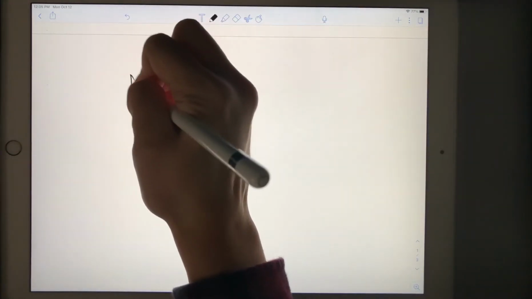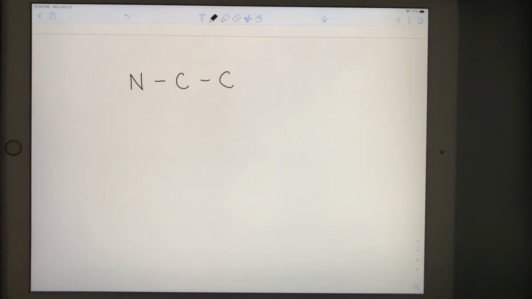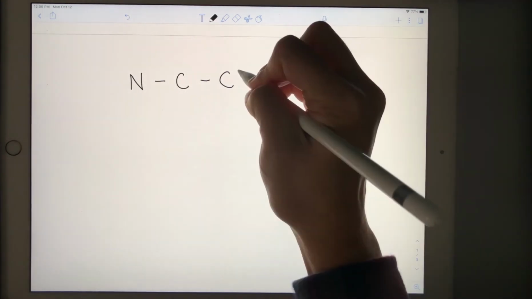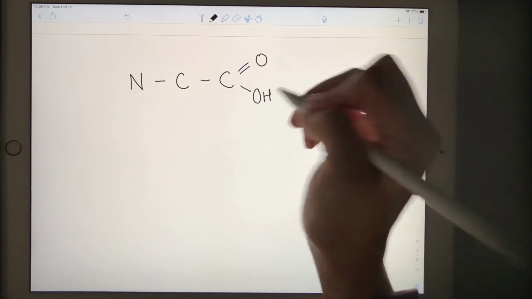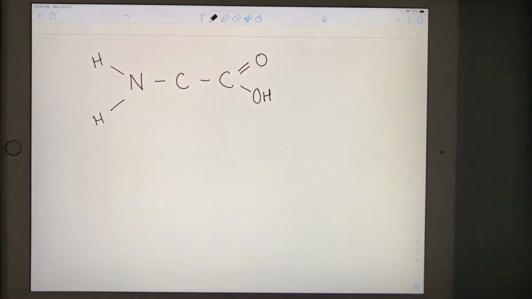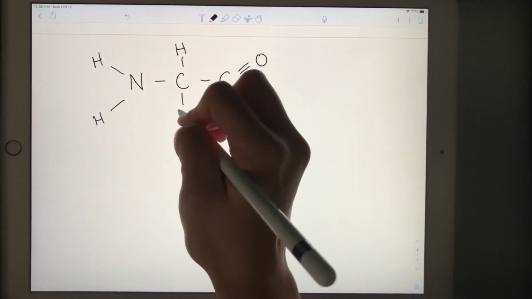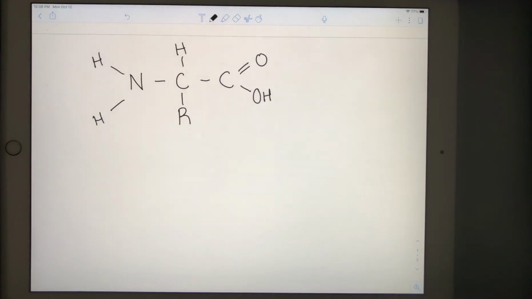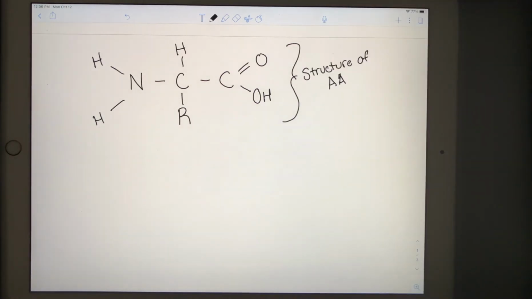Amino acid. Again, nitrogen, carbon, and carbon, that's our backbone. This carbon has the carboxyl group on it, and this nitrogen has the amine group on it, and this carbon is attached to one hydrogen and the R group, and that's what makes each amino acid unique. And so this is the basic structure of an amino acid.